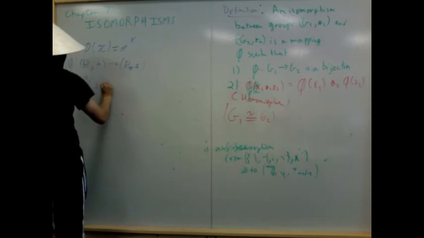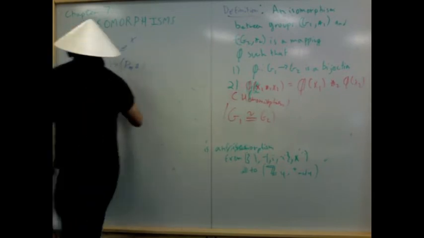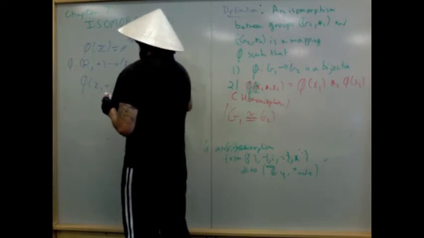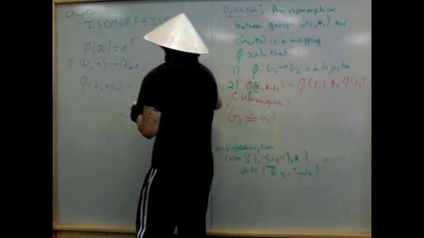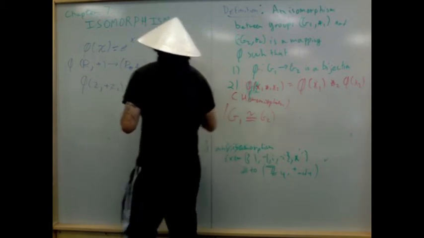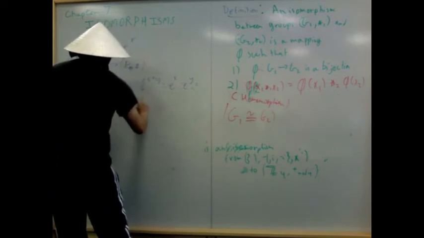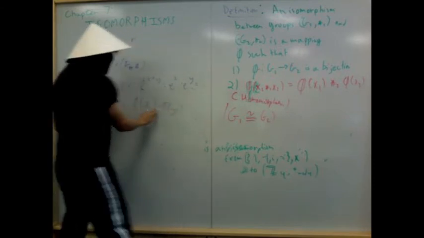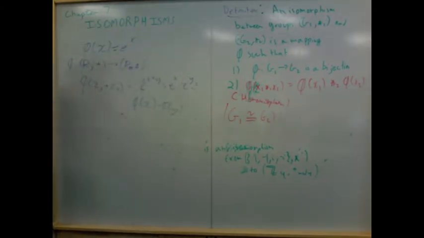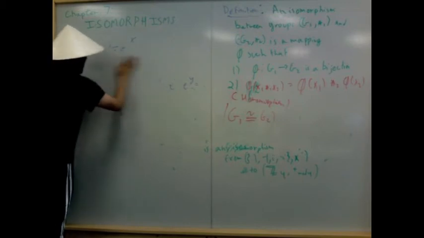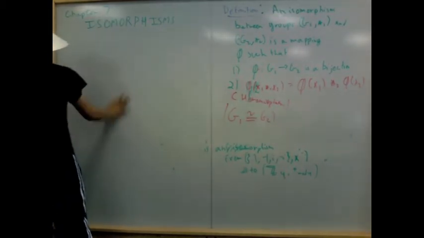So phi of x plus y, by definition, equals e to the x plus y, which by properties of multiplication is e to the x times e to the y. This is equal to phi x times phi y. So by definition, this is a homomorphism, and because we proved it's a bijection, it is an isomorphism. Okay, so I gave you two examples of isomorphisms. For homework, you'll be doing a lot more examples. You have to come up with examples of your own.